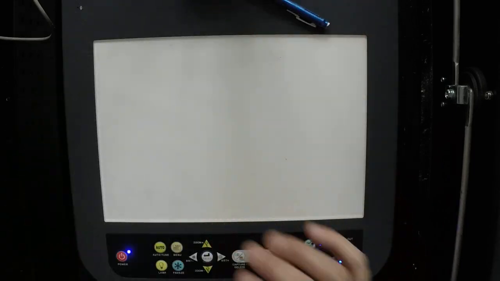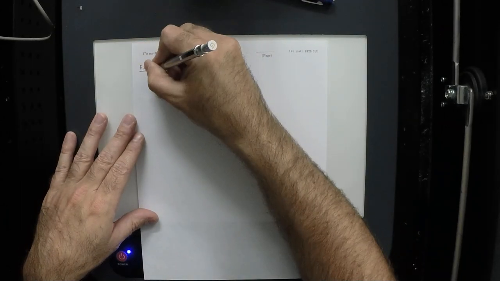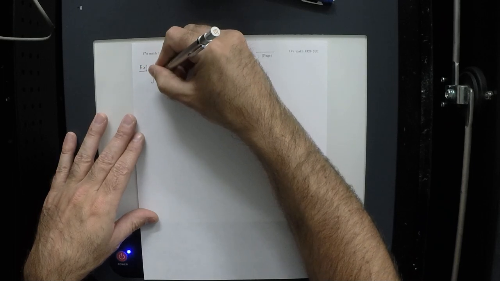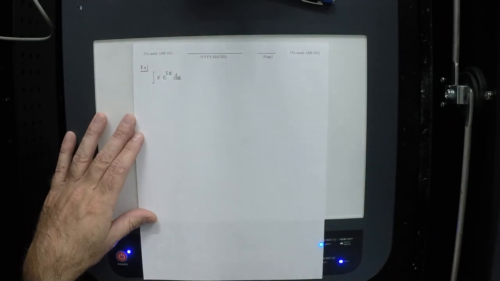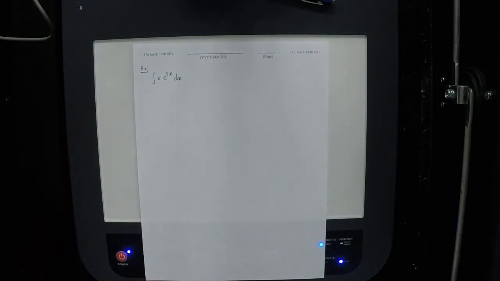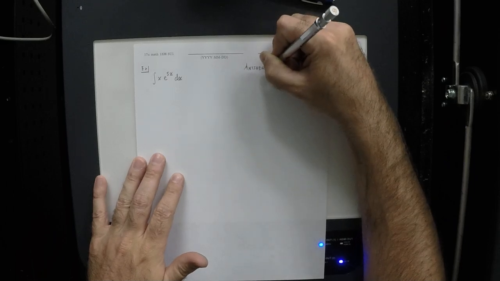Okay. So let's have an example. Okay, so then, antiderivative of x exponential of 5x dx. Okay, so here we have a novel antiderivative. We're starting with a new antiderivative. So every time you start a new antiderivative, you've got to start at the top of the antiderivative procedure.